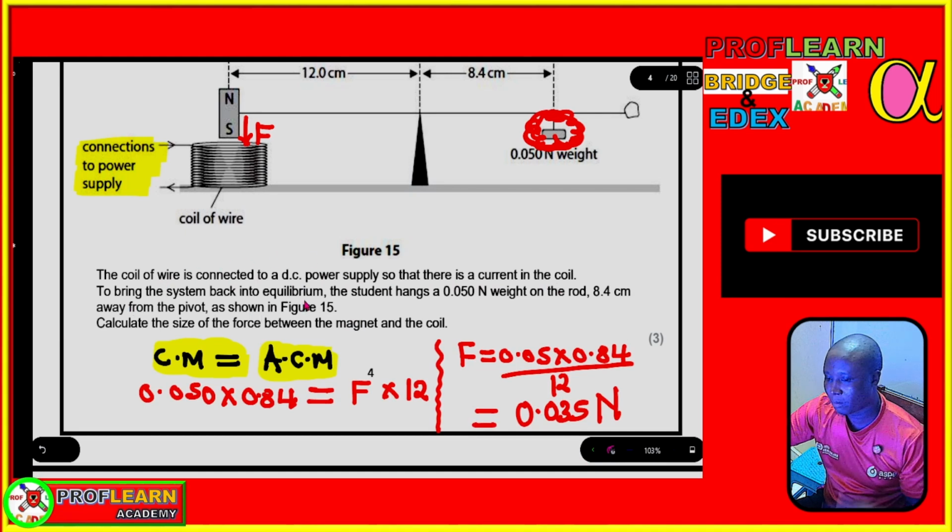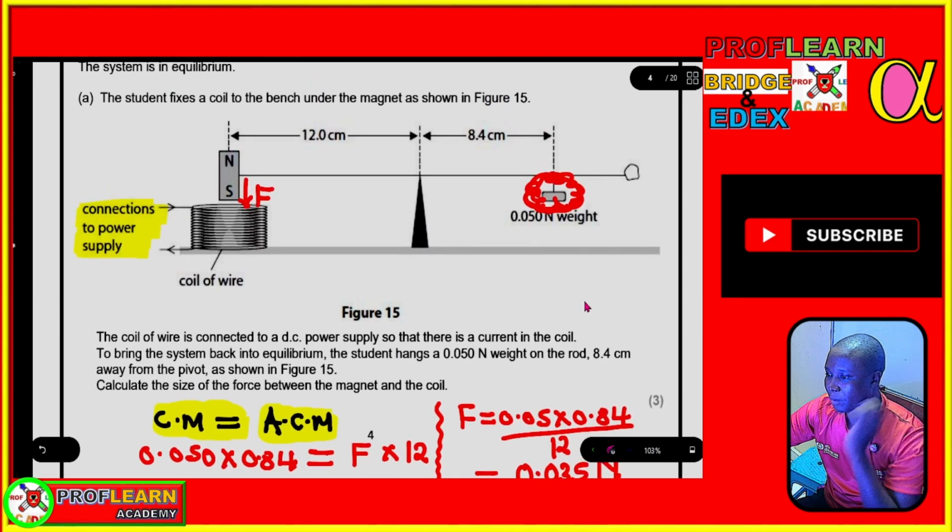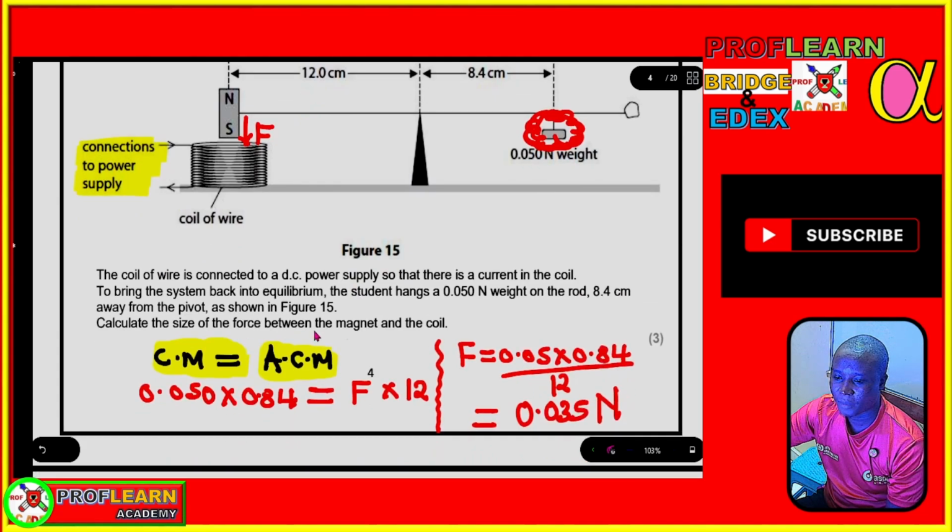To bring the system back to equilibrium, the student hangs a 0.5 Newton weight on the load, and that is 8.4 centimeters away from the pivot. Calculate the size of the force between the magnet and the rod.